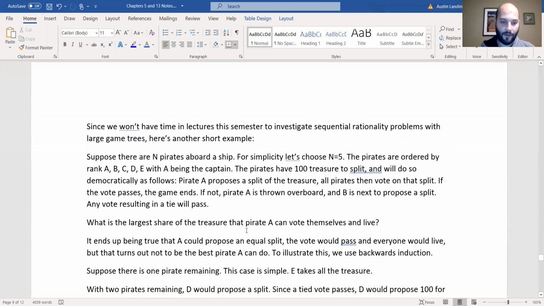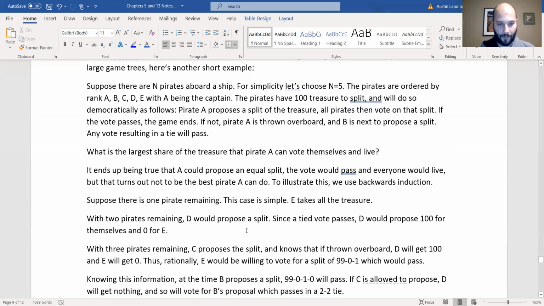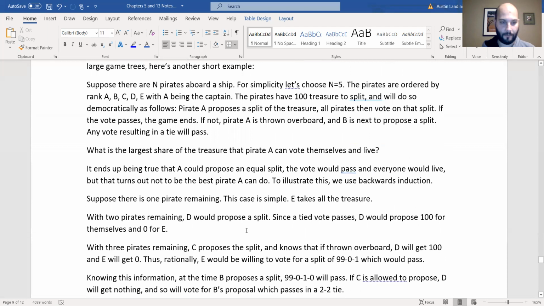All right, just one more brief example with backwards induction. We call this one the pirate's treasure problem. Suppose you've got N pirates aboard a ship. Let's just choose N equals 5. The pirates are ordered by rank A, B, C, D, E, with A being the captain. The pirates have 100 treasure to split and will do so democratically as follows.